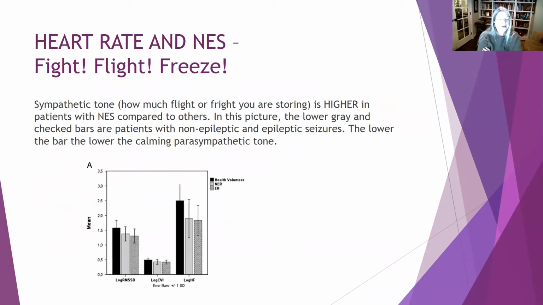So, the heart rate and non-epileptic seizures. I think a lot of my patients have heard this fight, flight, and freeze reaction. In fact, I know it now because many of my patients came and told me that was what they were told. Well, this is a measurement of sympathetic tone, and that's just a fancy way of saying adrenaline in your system. Like, how much fight or flight or freeze do you have?